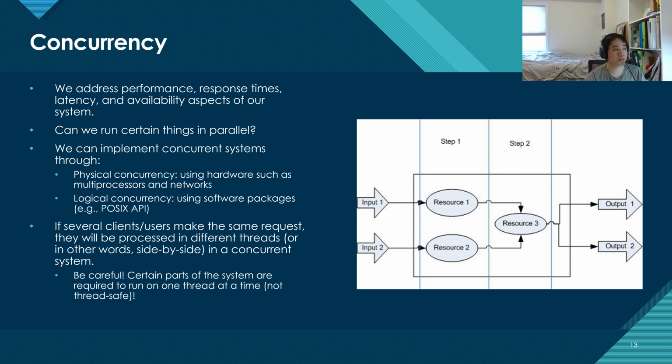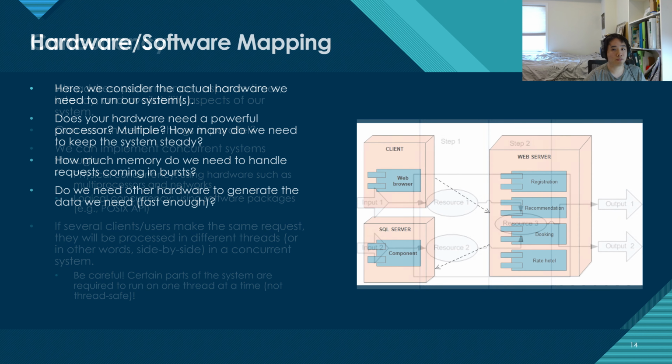Yes, that happens. And we can achieve concurrency with physical and logical concurrency. Physical meaning using hardware such as multiprocessors and networks. Logical concurrency uses different software packages. For example, we have the POSIX API, which we have learned in COE 628. And that's concurrency. You all can read more into this after the tutorial as well.